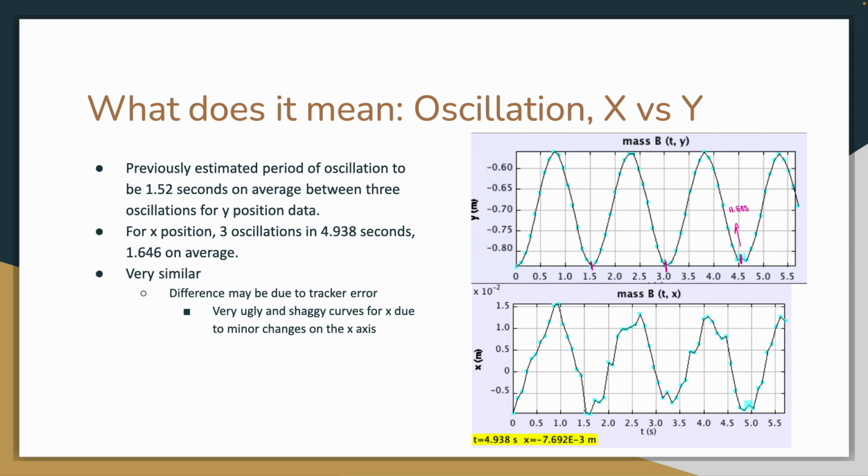As you can see on the right hand side, the y positional data is a lot smoother than the x positional data. The x positional data is very shaggy looking, with very sharp points and turns. This may be due to the small, minute changes in direction for x compared to y. Because the directional changes are so small, tracking them by hand became very difficult, resulting in a poorer looking graph and the minute difference in oscillation compared to the y positional data.